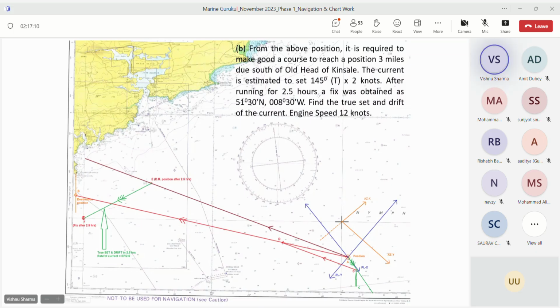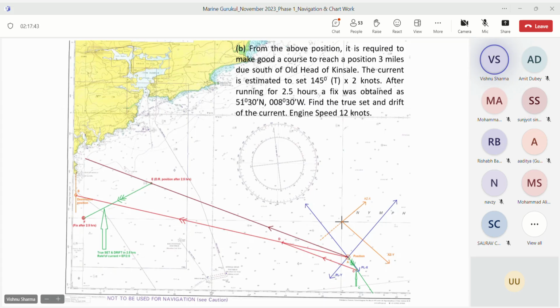Guys, this will again come in follow the questions that follow subsequently. Please remember, current is always from DR to fix as long as both DR and fix are for the same time. If they are for the same time, then the direction from DR to fix is the set and the distance is the drift in the duration, whatever is involved from last known fix. So here he says, find the true current.